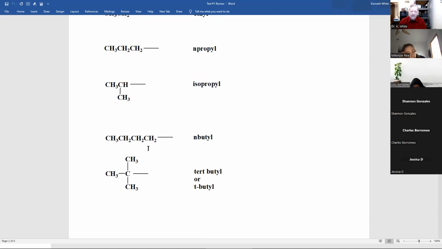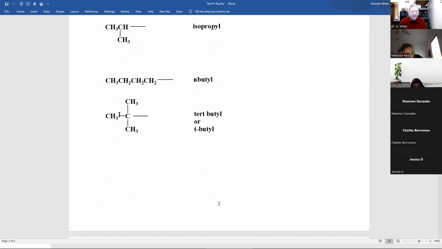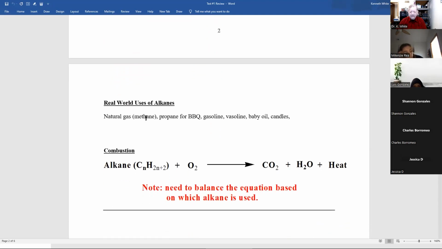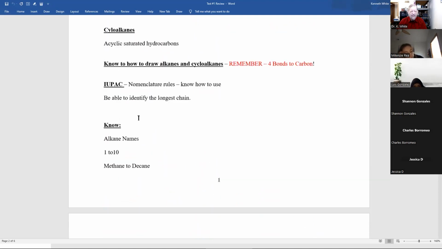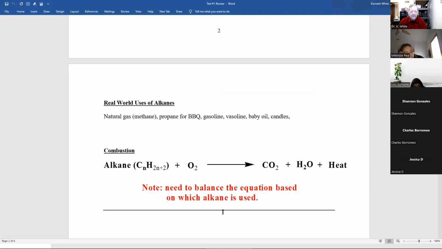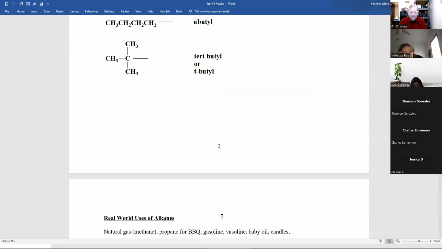Then I only asked you to learn 2 butyls. N-butyl is at the end of 4 carbons, a straight chain to a ring or another long chain, and tert-butyl, or t-butyl. Like I said, being a lazy organic chemist, just call it t-butyl. It has 3 methyl groups, or CH3, on a carbon bonded to a chain or a ring. Now, the one thing I don't have here, which I should put down, let me do it right now.